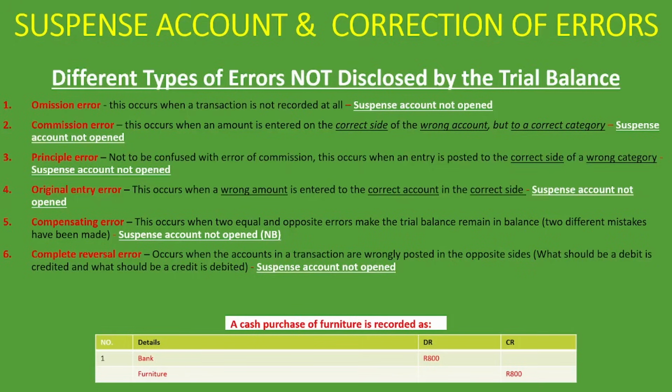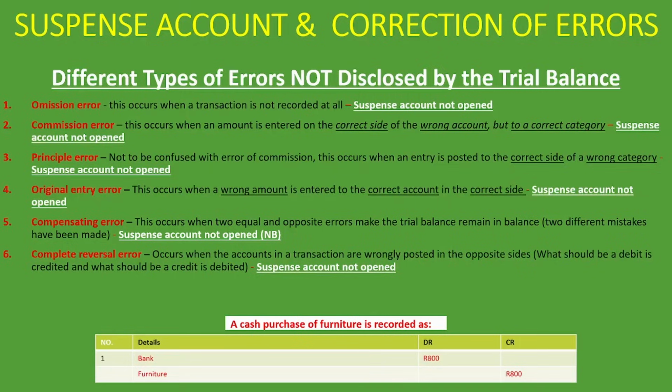incorrect already, because by recording it this way, you're saying that money came into your account and furniture left. That means that you basically sold furniture for cash. But here we are told it was a cash purchase of furniture and it's recorded this way. That means they've done the opposite. What should have been a debit is credited and what should have been a credit is debited. So how do we go about correcting this error?